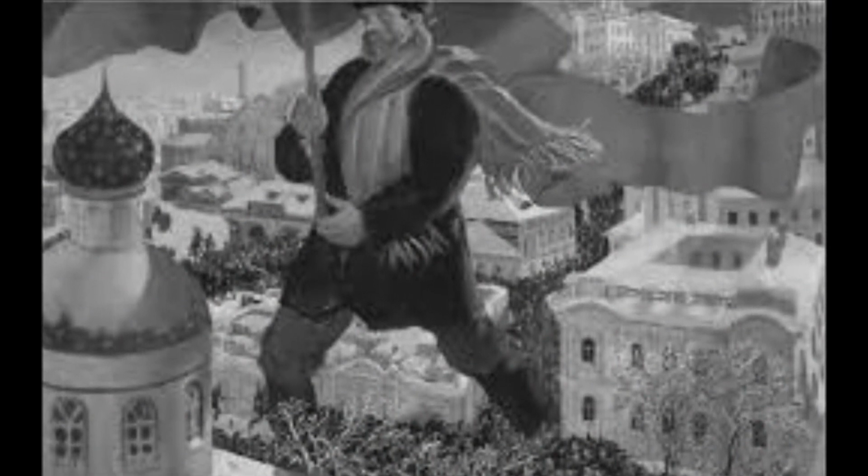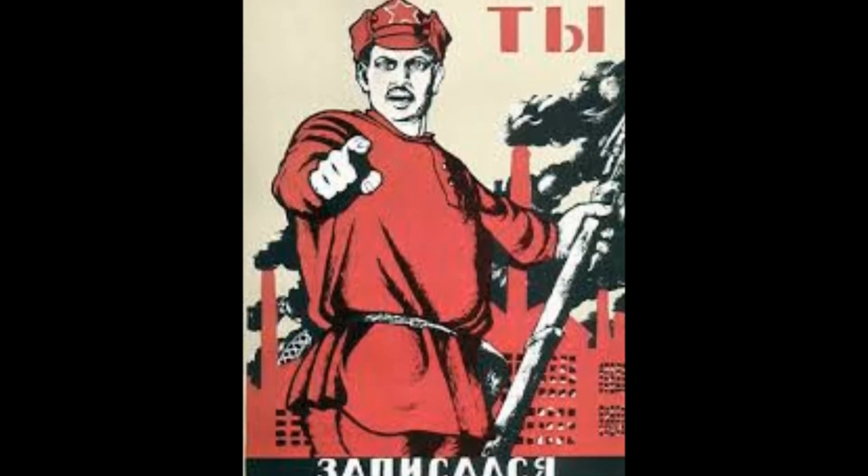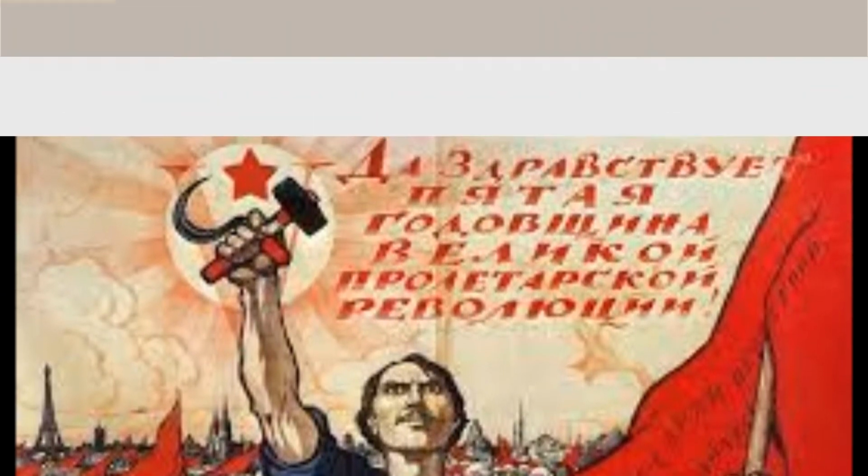Vladimir Lenin arrived in St. Petersburg in April 1917. He was a communist and had been exiled to Switzerland by the emperor, but the provisional government allowed him to come back. He began to lead a communist group called the Bolsheviks.